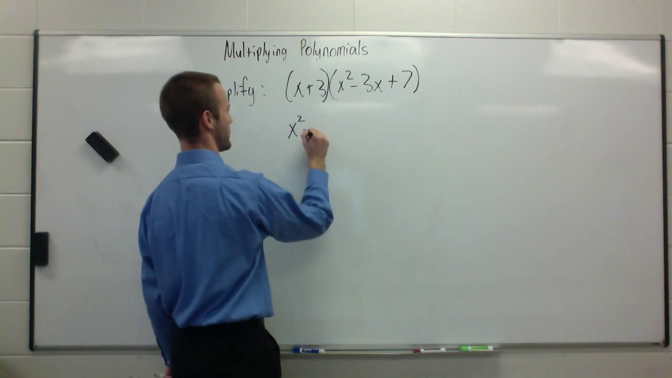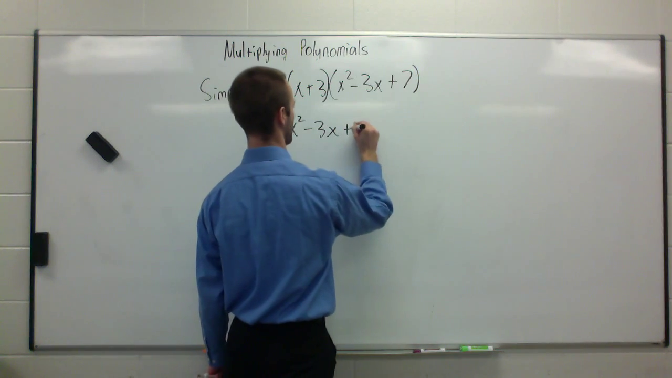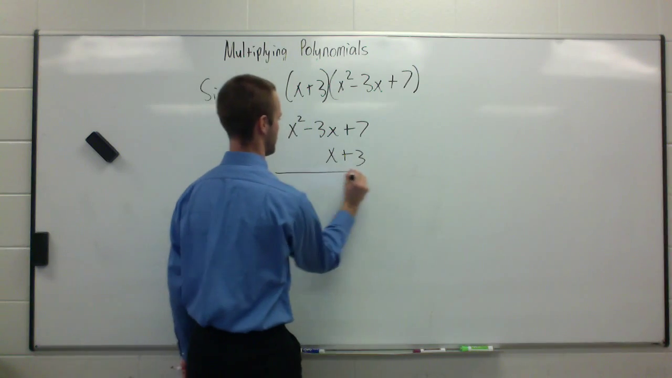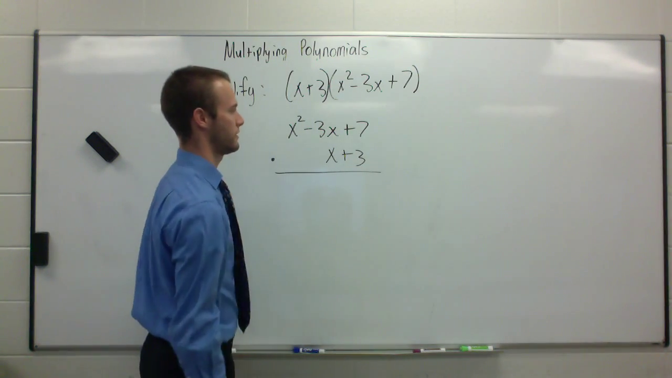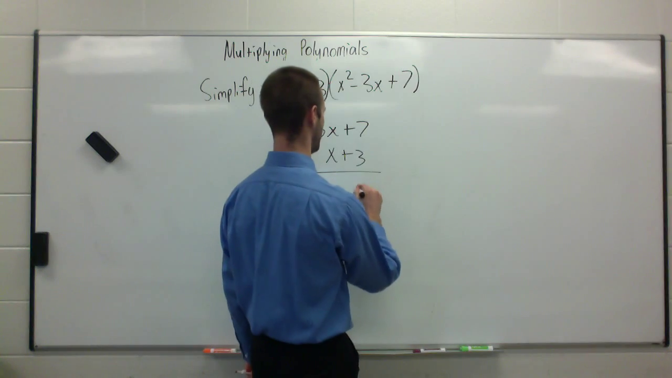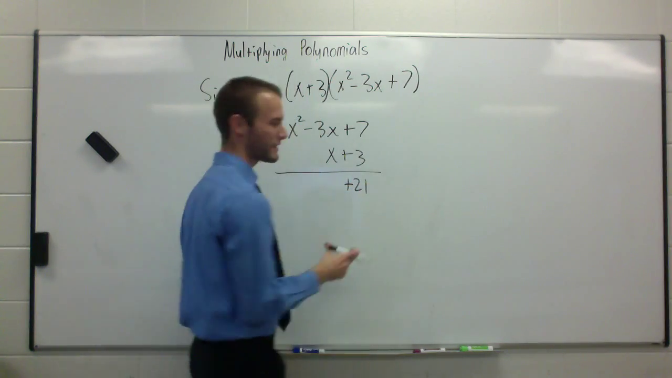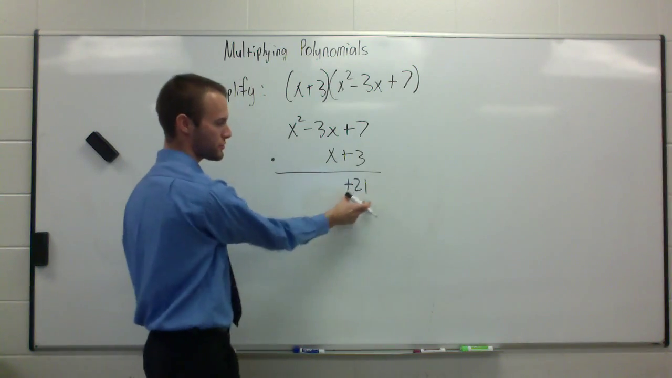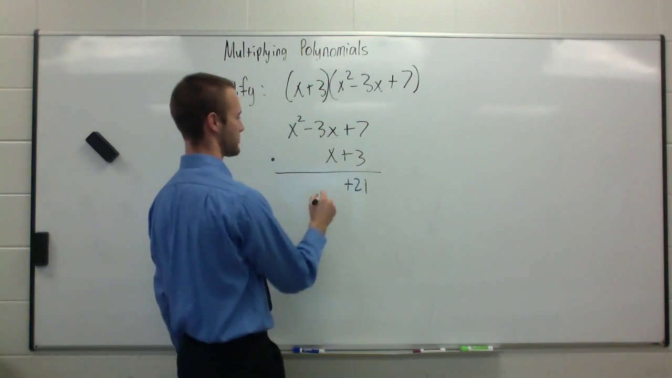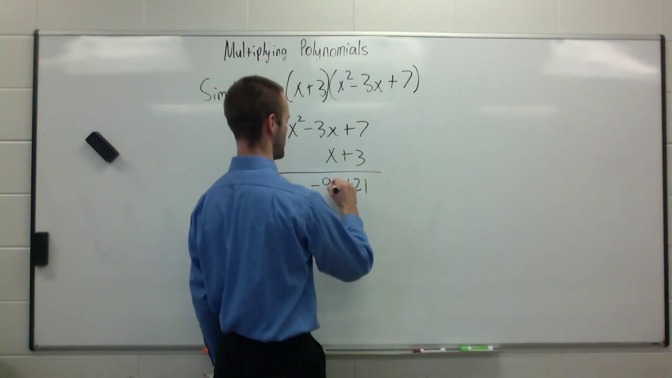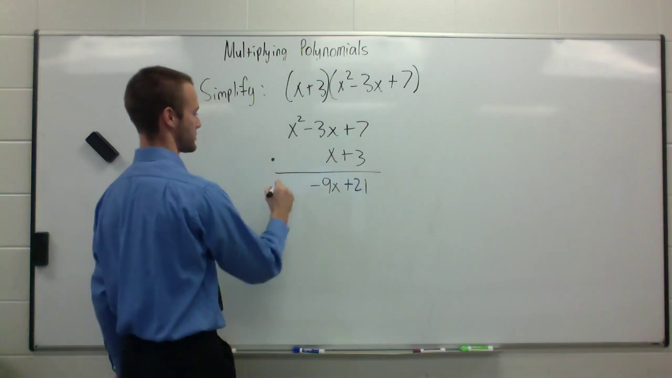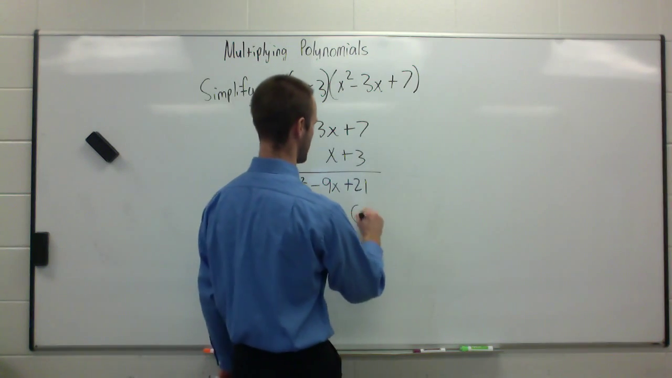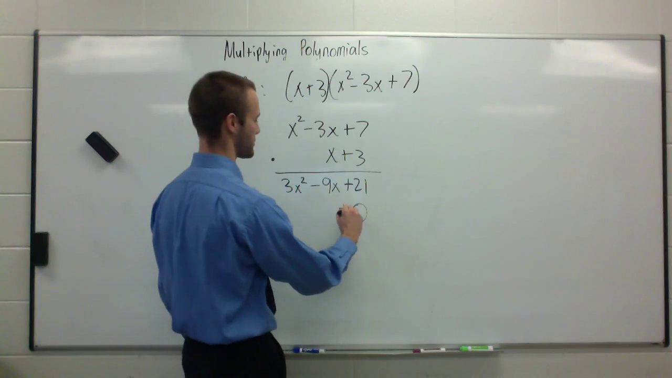So we have x squared minus 3x plus 7 all times x plus 3. All right? So 7 times 3 is 21. And one thing that's a little bit different is you don't have to worry about carrying. So 7 times 3 is 21. You just drop the 21. 3 times negative 3x is going to be a negative 9x. And then 3 times x squared is 3x squared. Remember to leave that space. The space just really helps you combine your like terms.